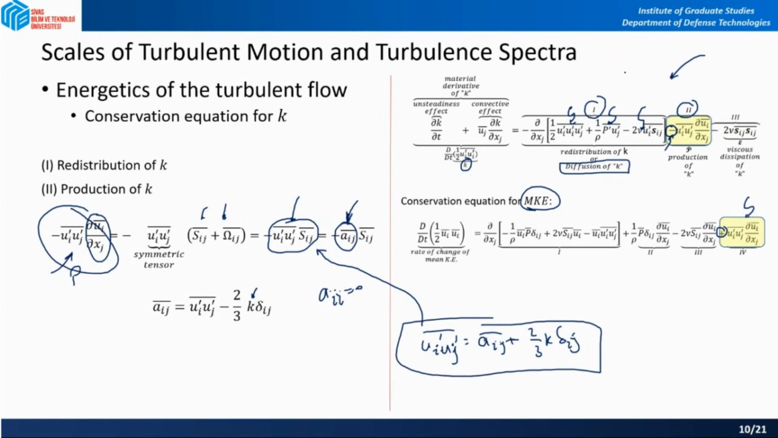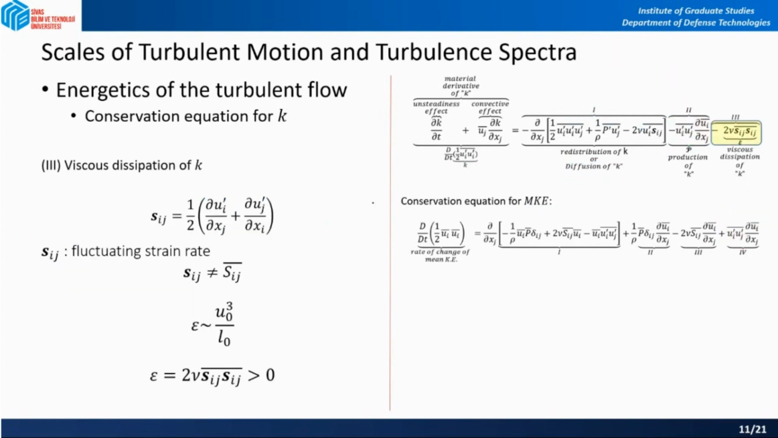We talked about the production term. Now let's talk about the last term in the turbulent kinetic energy equation, which is the viscous dissipation of turbulent kinetic energy. As you see here, the viscous dissipation of turbulent kinetic energy is minus 2 times nu times sij bar. This small bold sij is different than capital Sij.